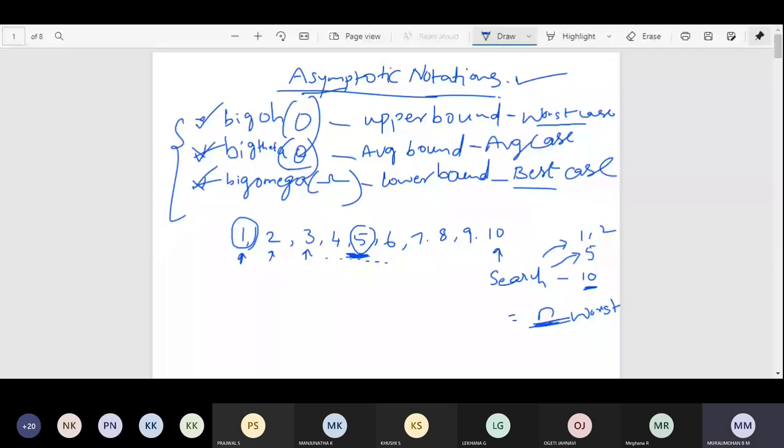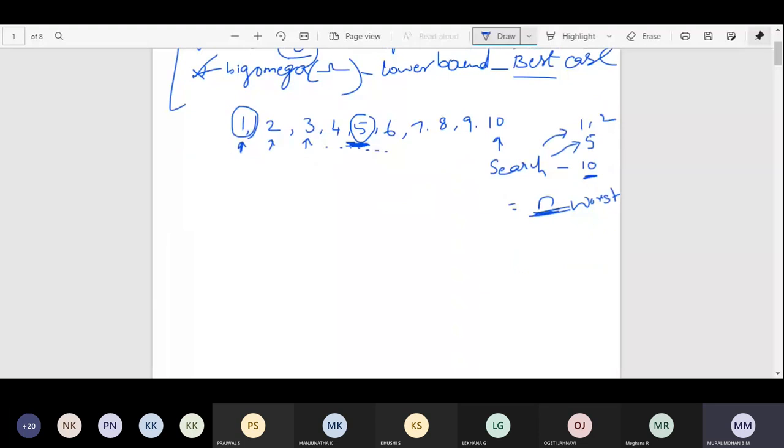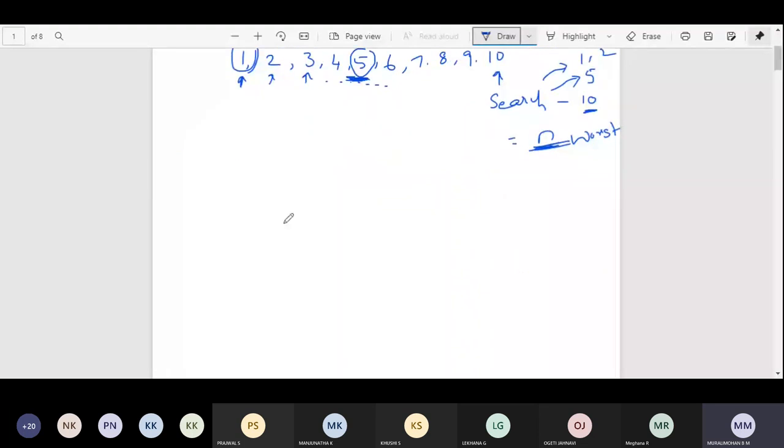Okay. Now we'll see one by one. Yesterday we have seen big O notation. What is this big O notation?